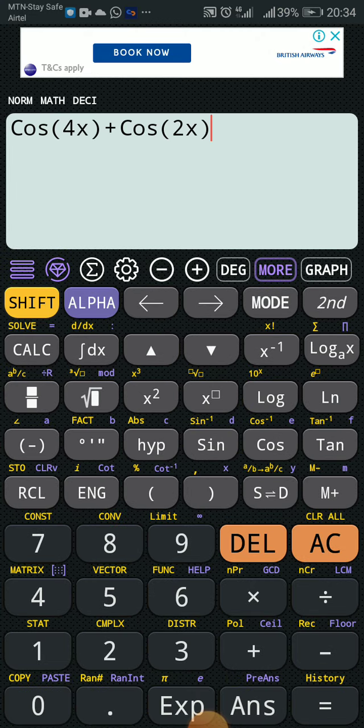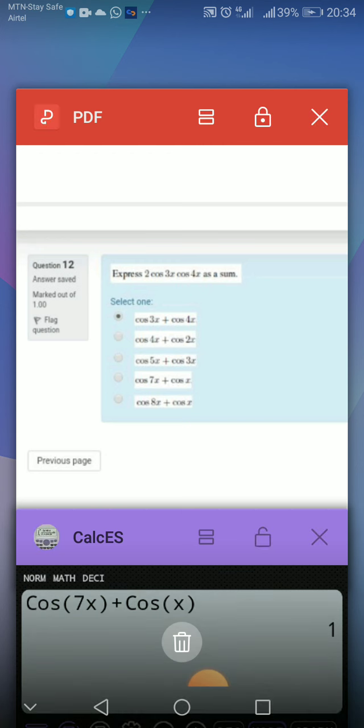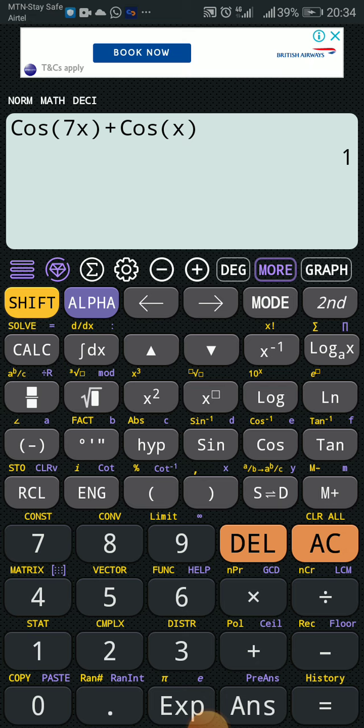Okay, then let's choose that fourth one, cos 7x plus cos x. Just press equal to. It gave me 1. The other one gave me -1. So let's go back to our original question and see what it will give us for 60 degrees. 2 cos 3x cos 4x.